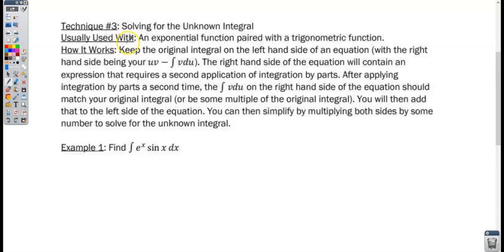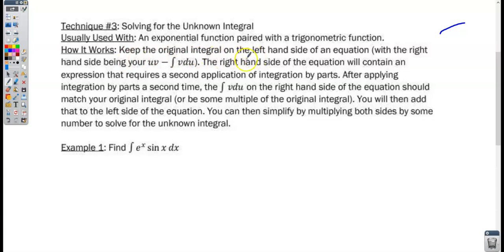And this is a technique that we use when we have an exponential function paired with a trigonometric function. Because with integration by parts, what happens is we always set it up so that that du is something that eventually disappears. But no matter how many times we take the derivative of either an exponential or a trig function, they never really disappear. So here's how it works.